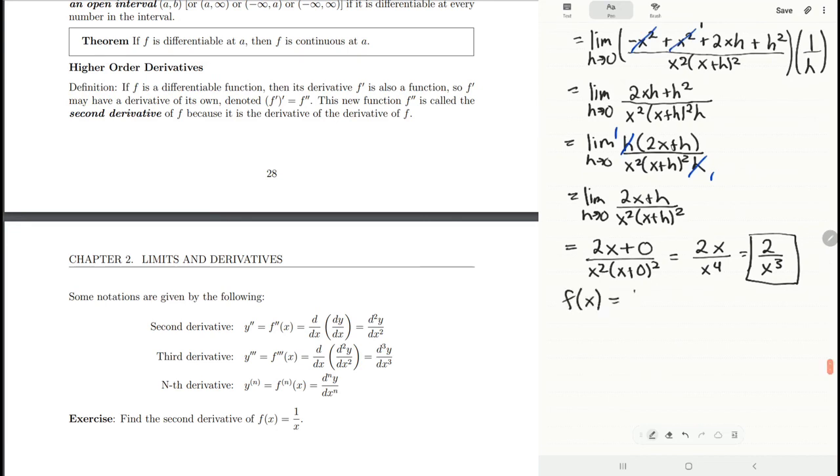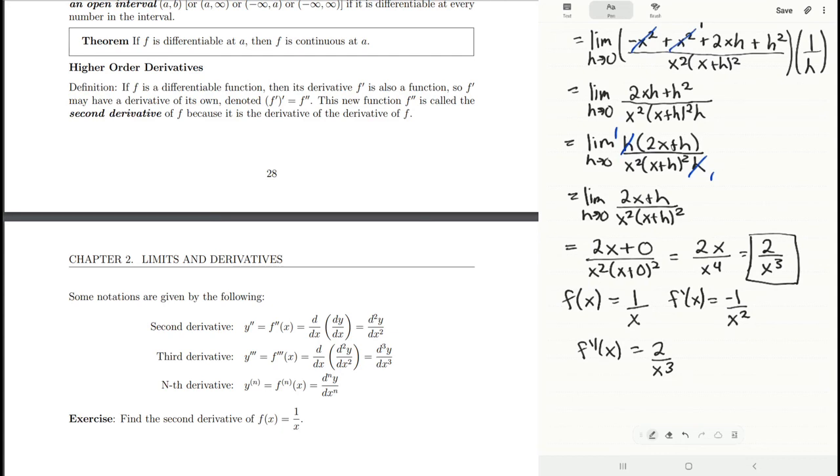So for the reciprocal function, f of x is 1 over x. The first derivative is negative 1 over x squared. And the second derivative we found to be 2 over x cubed. So now, is there some sort of pattern between our function f of x, the first derivative, and the second derivative?